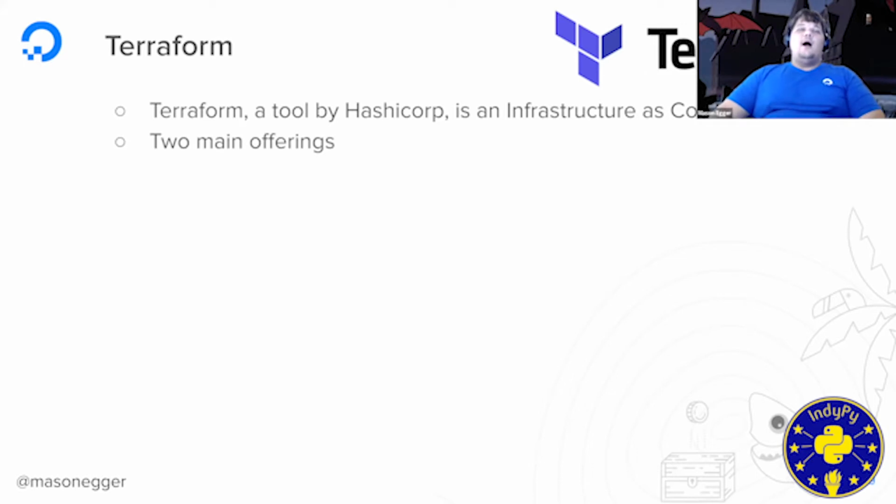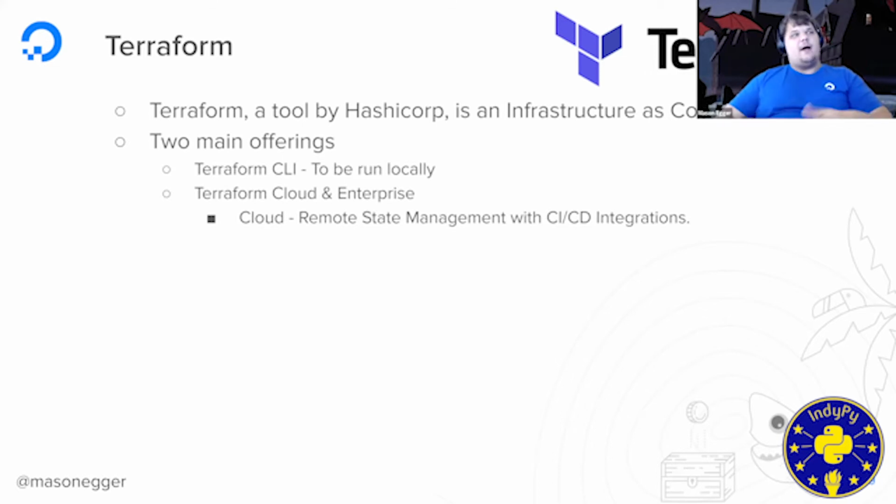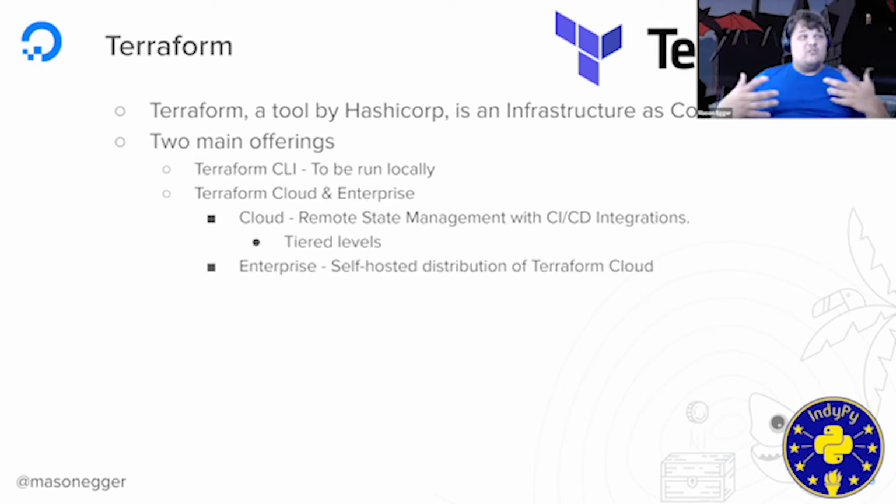It's fantastic. There are two main offerings of Terraform. There's the Terraform CLI, which is what we're going to be covering today. You run it locally. You can install the CLI into your CI/CD system and run it, and that's awesome. Then there's also Terraform Cloud and Enterprise. Cloud is essentially remote state management with CI/CD integrations. So if you didn't want to be running it from a laptop or setting up a Jenkins box that has a Docker image with Terraform installed in it, you could do this all through Terraform Cloud. It has some nice integrations. Pretty reasonably priced, honestly. Tiered levels. I've never used it, but I've looked at it and I'm like, okay, I would pay that. The enterprise version is essentially a self-hosted distribution of Terraform Cloud.